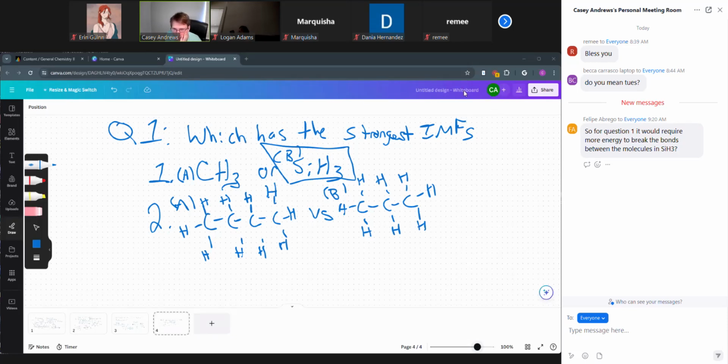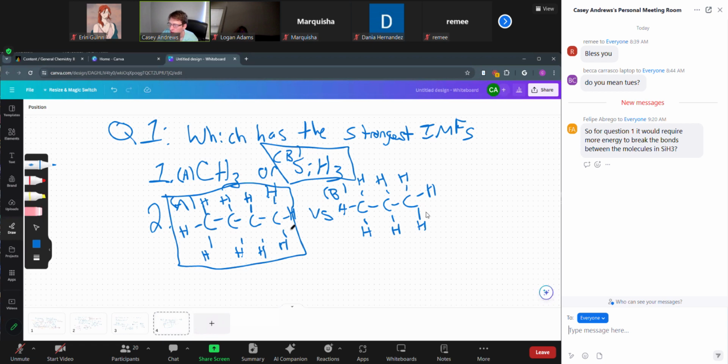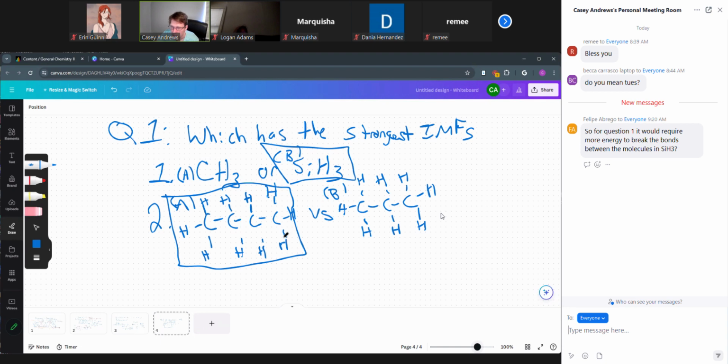All right. So here we had 80% of people saying choice A, and I agree. Choice A has two things going for it. Well, actually, it has one thing going for it. So they're both linear, so the shape is out, but A has more carbons and hydrogens. So since A is bigger, it has stronger intermolecular forces, which means it has a higher boiling point, which means, yes, it takes more energy to break apart its forces.